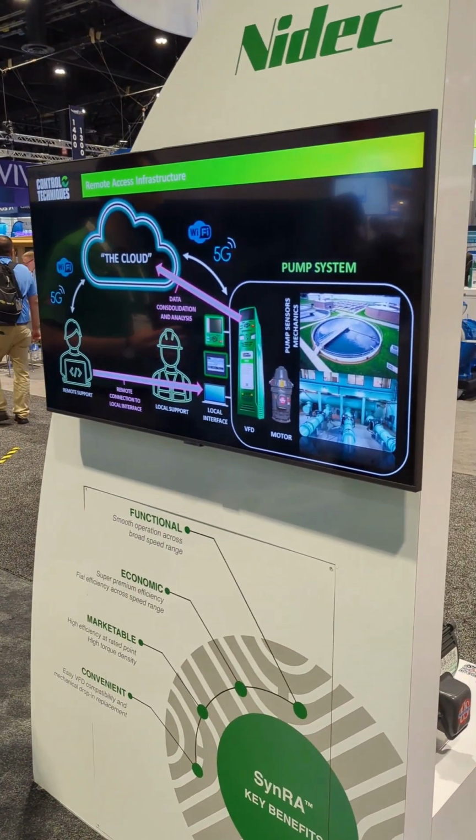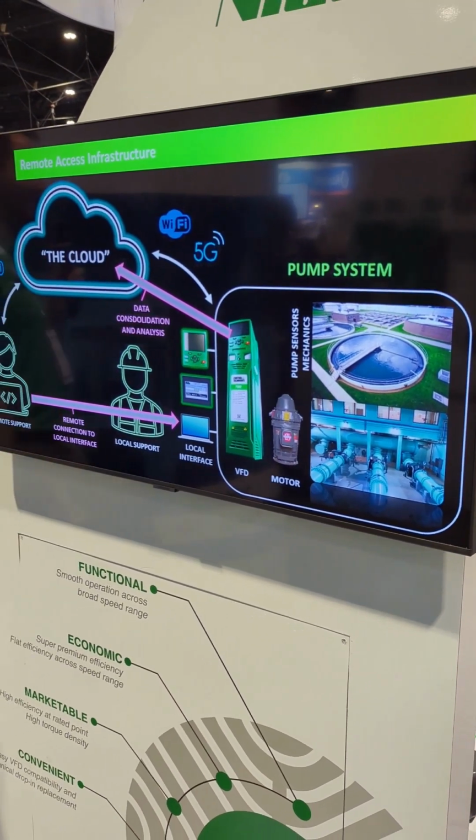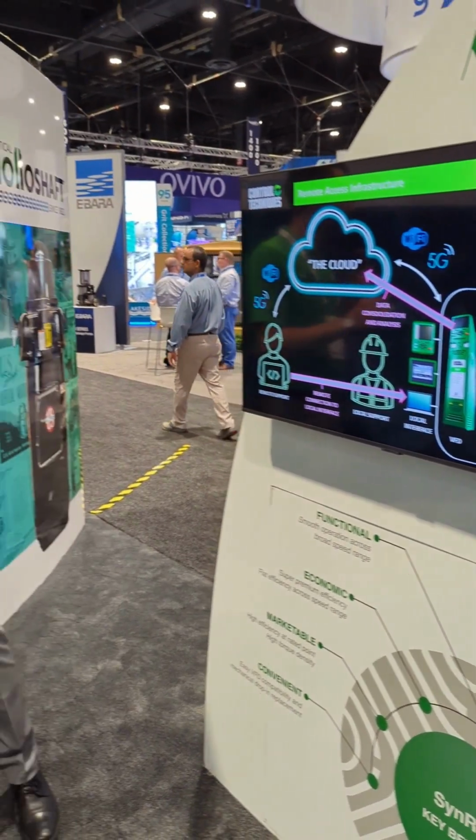Think about your thermostat at home, your washing machine, anything else that you're working with at your home. You want to get at that wherever you're at. You want to get the data out of it. We say we want the same thing out of our VFDs and our pump systems.